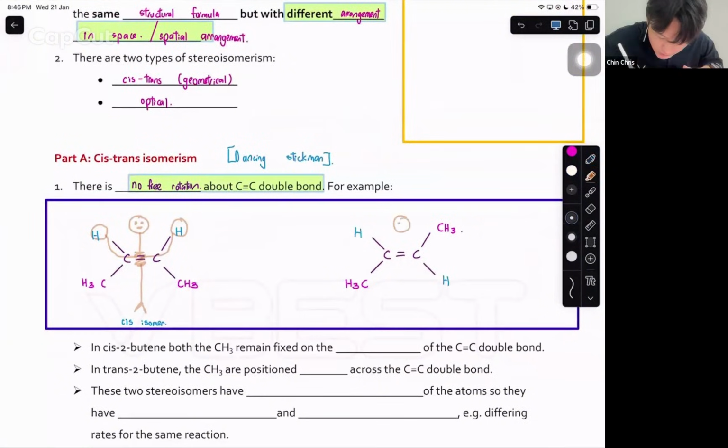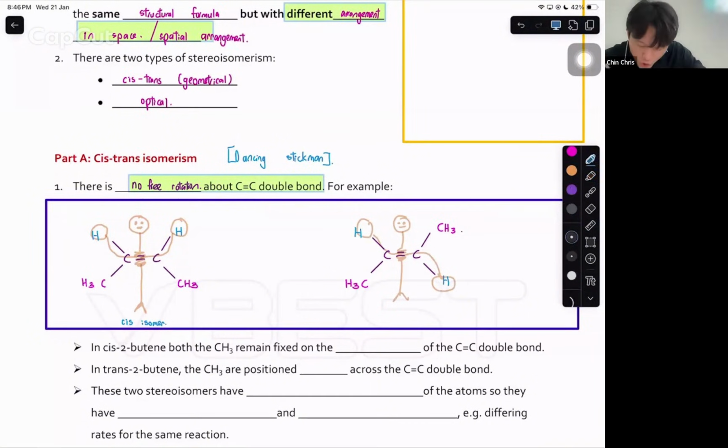For the second stickman, it's a totally different isomer. Why? Let's look at your hands. You are doing this dance move now. When your hands are in opposite directions, we call this trans. Remember, cis-trans is just different stickmen dancing.